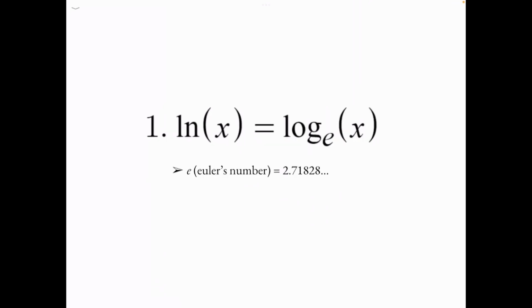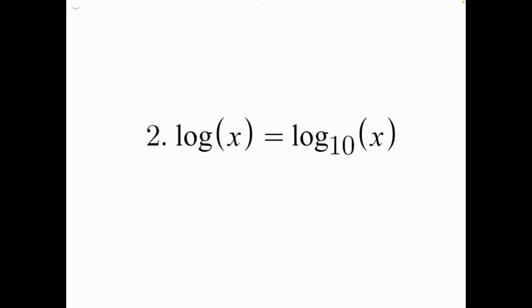Note that there are two important cases of logs. There is the natural logarithm, which is essentially when the log's base is the mathematical constant e, Euler's number, which is 2.718 and so on. There is also the common logarithm, which is log of base 10. They are often used and so abbreviated to simply log x.